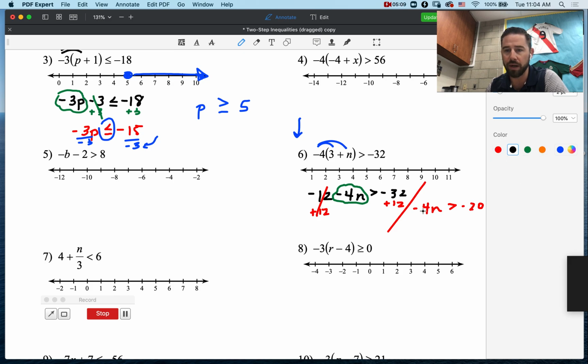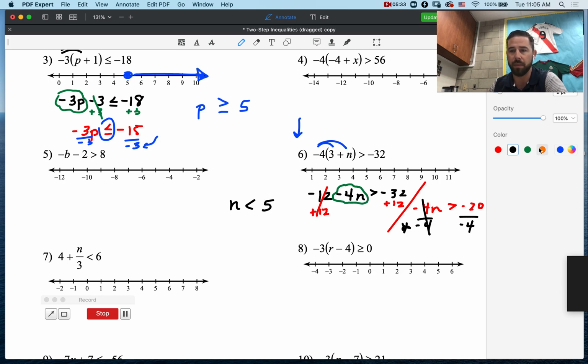Okay, we need to get rid of the negative 4. So we're going to divide by negative 4, divide by negative 4. And you need to tell yourself, oh man, I divided by a negative, so I need to flip the sign. So that cancels, and we have an n. We need to flip that sign the other way, and then negative divided by a negative is a positive, so I think it's going to be a positive 5.